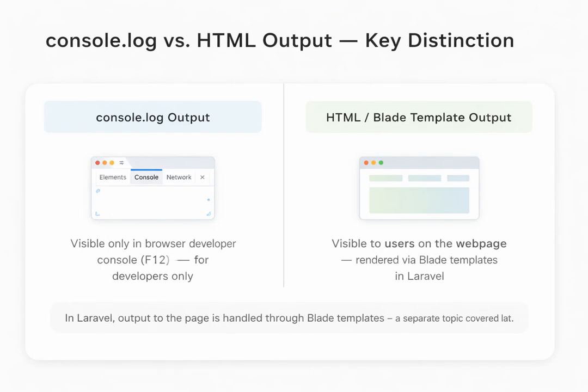There's a question that comes up a lot when people first start using console.log. They wonder if the output they see in the console is the same as what appears on the web page. The answer is no. Console.log output only appears in the browser's developer tools console. Regular users visiting your website will never see it.